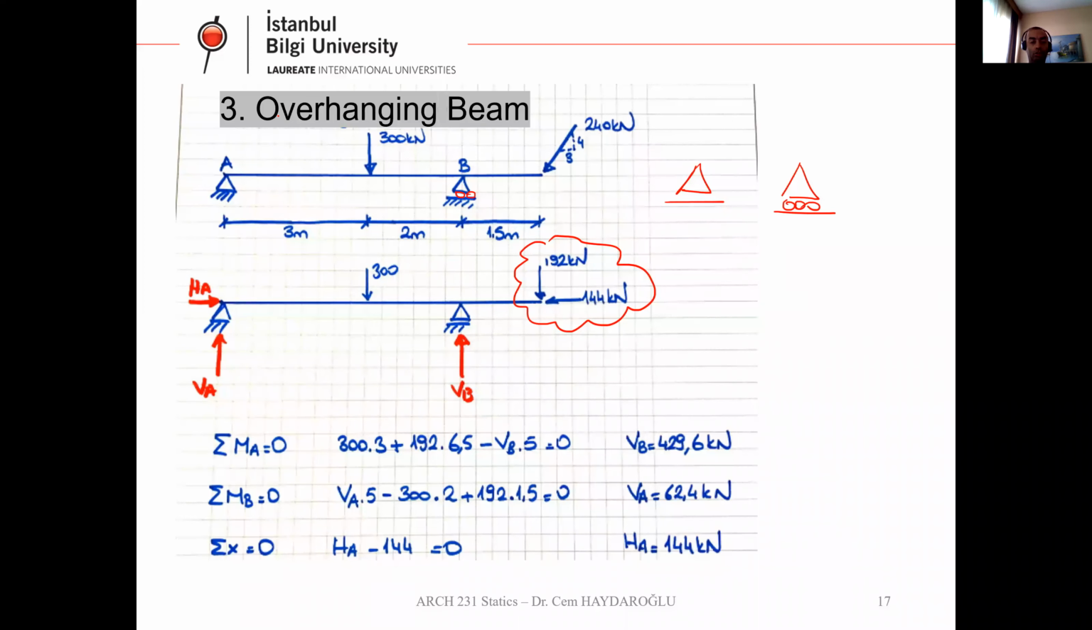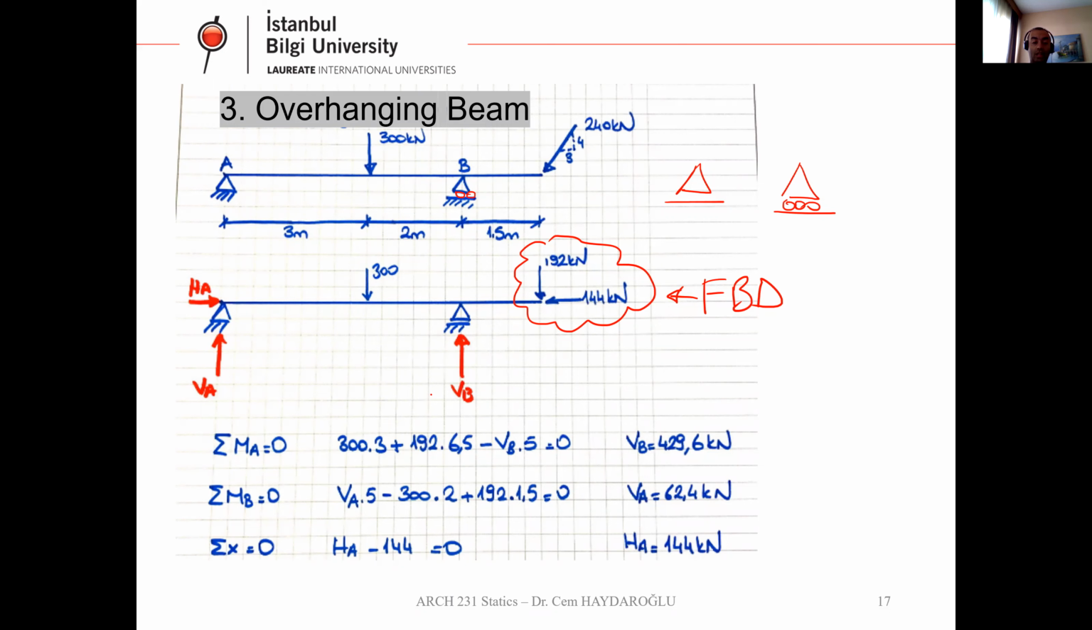I put all these support reactions in positive directions in my sketch, in my free body diagram here. This is my free body diagram. Okay. Here in the second support, I have a roller support, so I have only one reaction, which is vertical. You can see VB here. Now we have my calculation free body diagram. So I'm going to do the equations here.